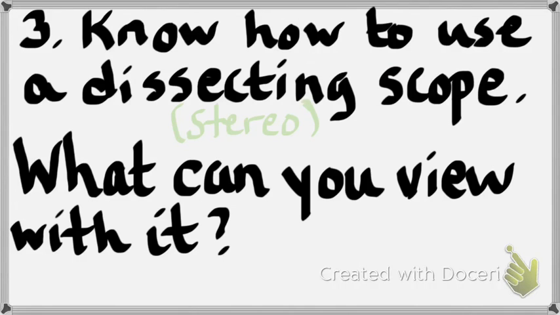Okay, I've already done number 3. Know how to use a dissecting or stereo microscope. What can you view with it? You could view things like seashells, coral, I think what else? Insect wings. I like to look at flowers, leaves, all kinds of critters. I could look at earthworms, all kinds of things. It's fun.